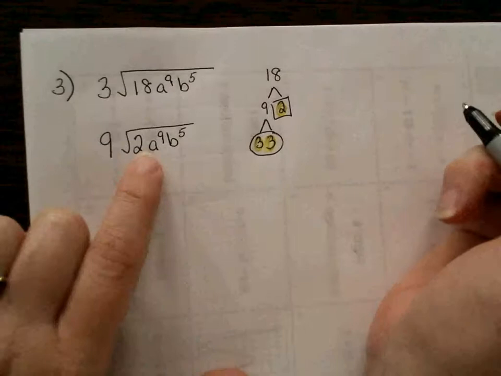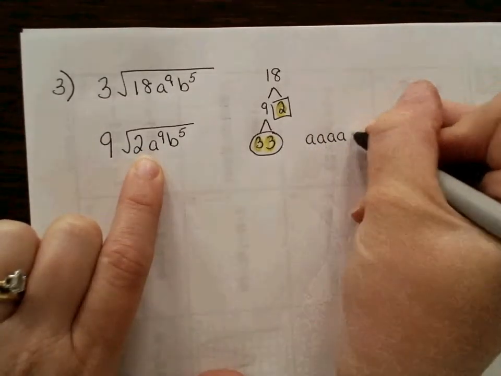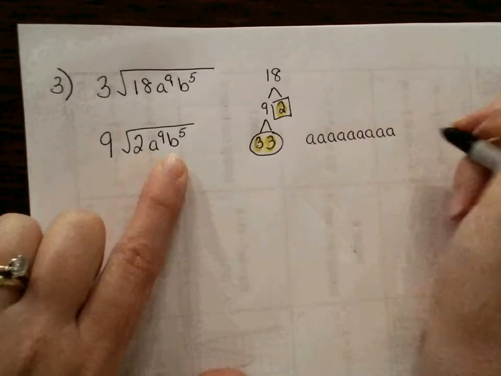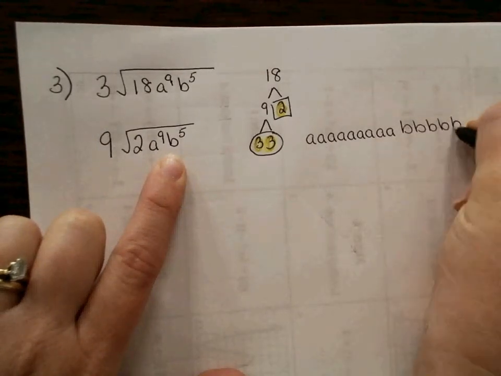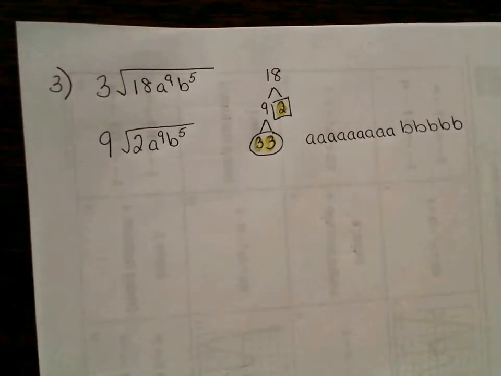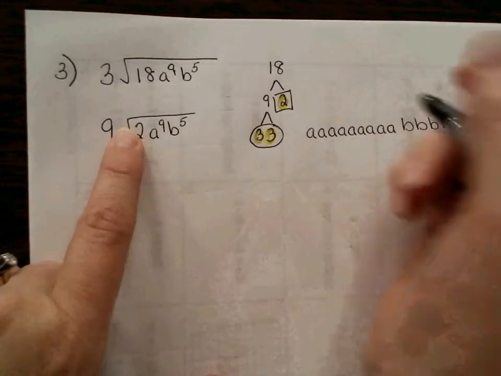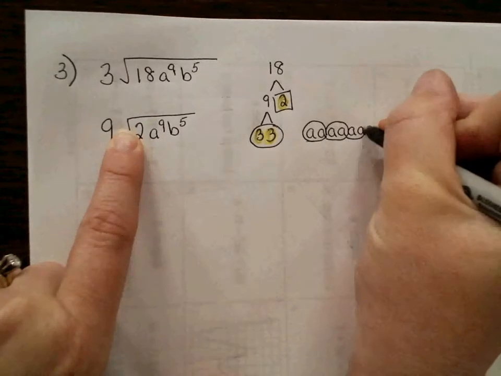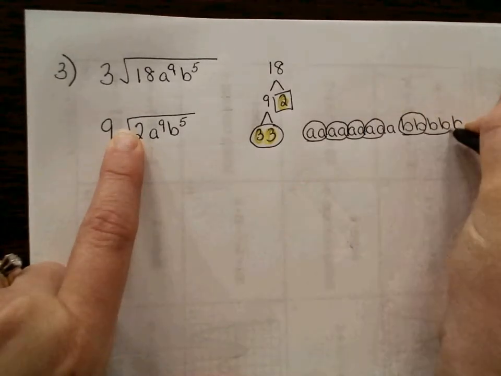Okay, so now we have 9 A's. 1, 2, 3. And I have 5 B's. So we need to make our groups of 3, right? Or just of 2, because this is still a square root. So I have 4 groups of A and 2 groups of B. Very good.